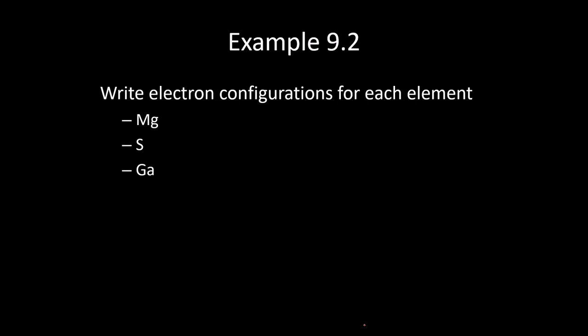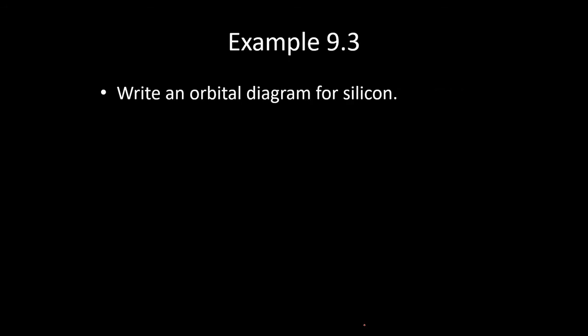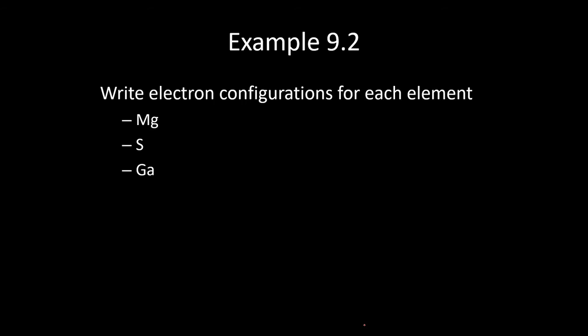So let's do a few examples here where it's not already worked out on the screen. So we have magnesium, sulfur, and gallium. So we're going to write the electron configurations of each, and why don't we go ahead and do a few of these with the orbital diagrams as well. Actually, let's just do all of them with both electron configuration and orbital diagram. Why not? So the first one there, magnesium.